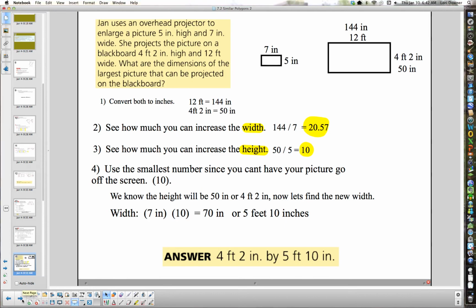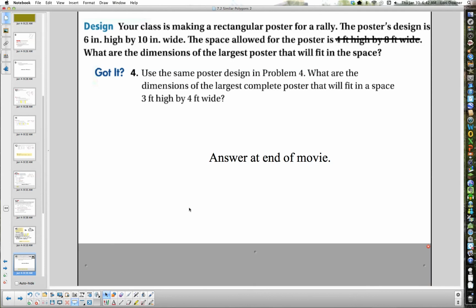I want you to take this idea and apply it to this situation that you'll answer at the end of the movie. Your class is making a rectangular poster for a rally. The poster's design is 6 inches high by 10 inches wide. This is what you had seen before. So we're going to use this same idea for the poster. And I want to see if it fits in a space 3 feet high by 4 feet wide. So I want to see what the dimensions of the largest complete poster could be. Pause this movie, try this, you'll answer at the end of the movie.